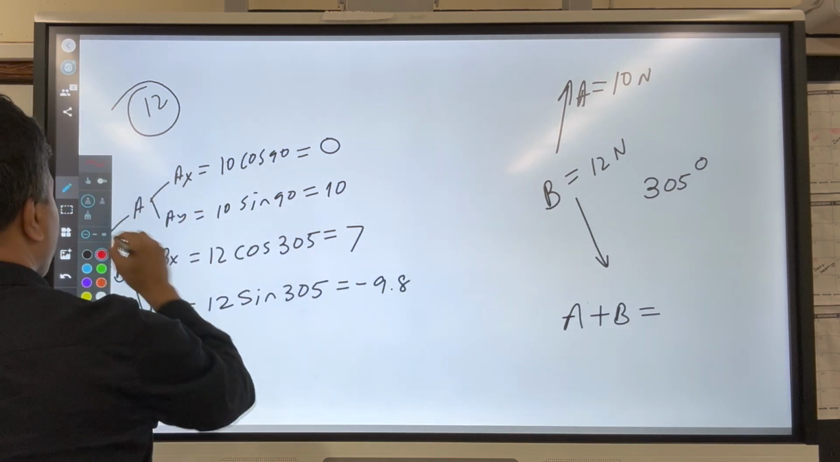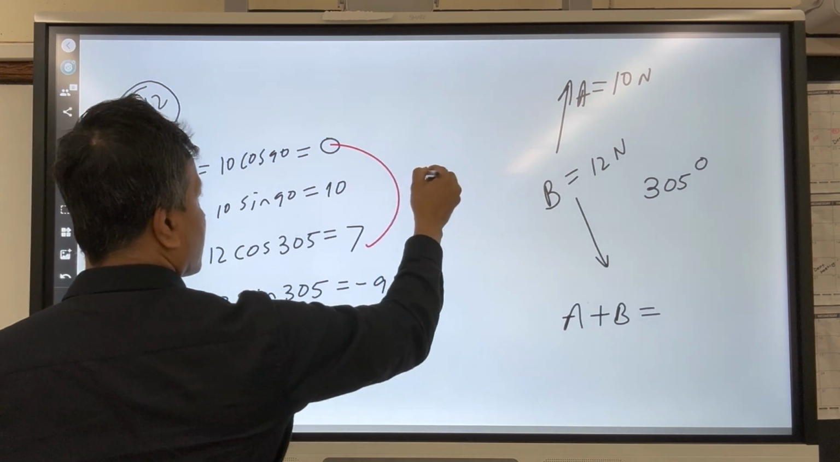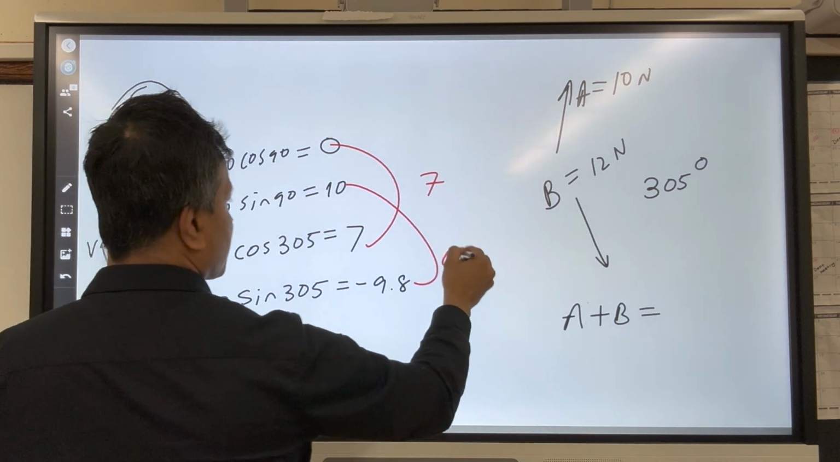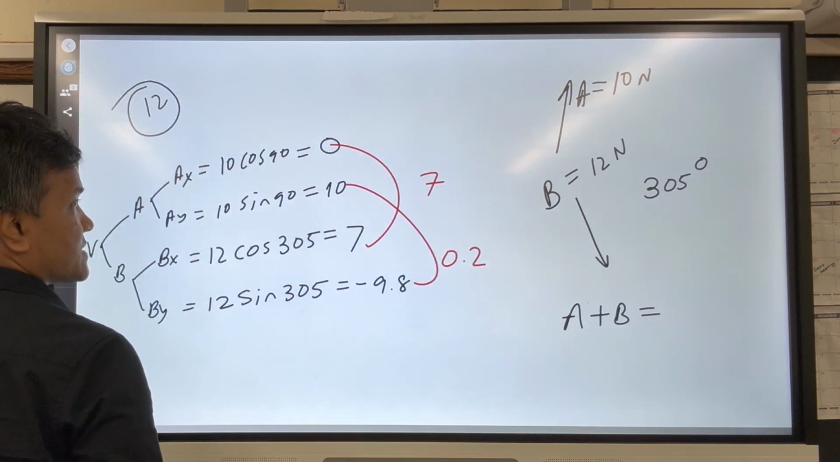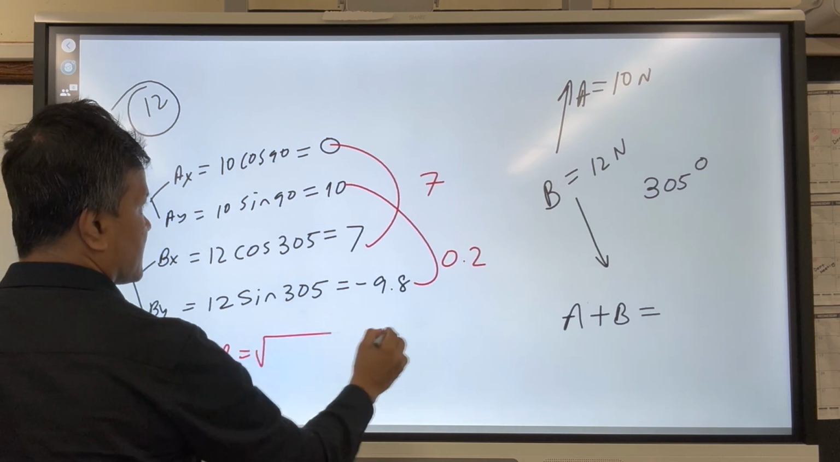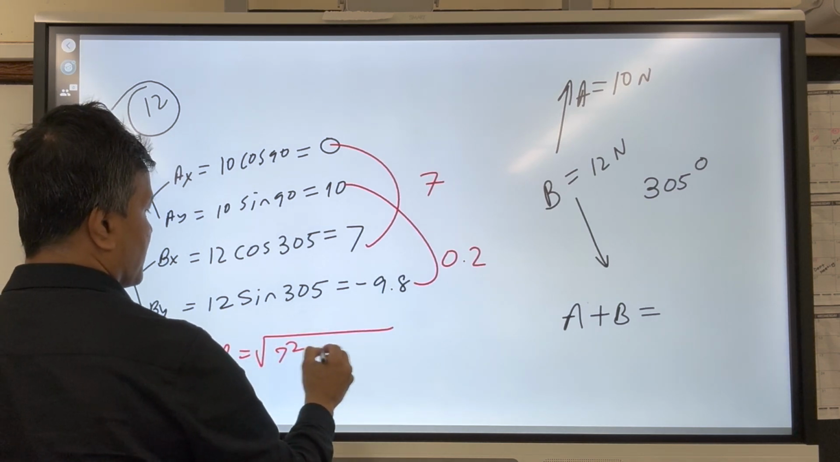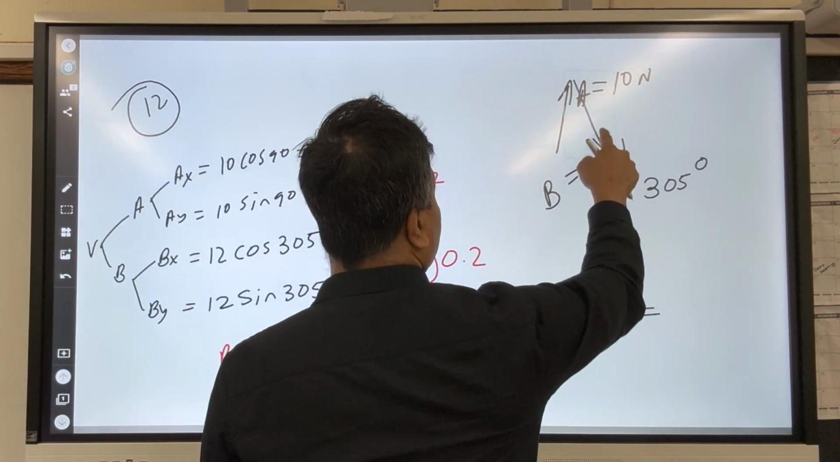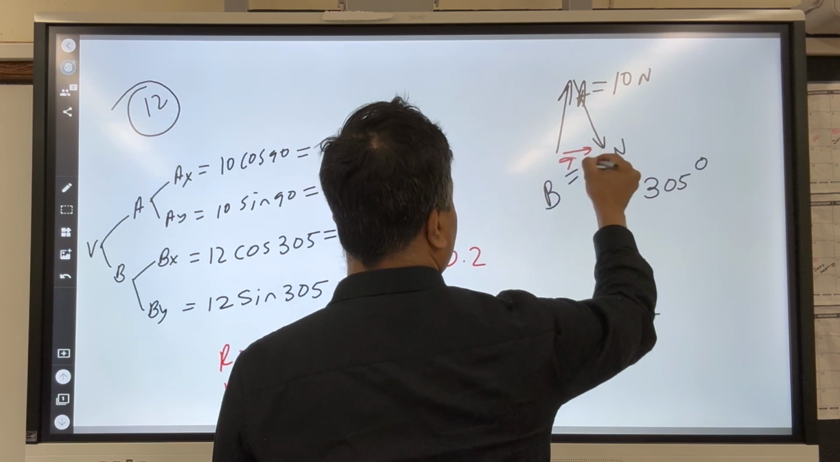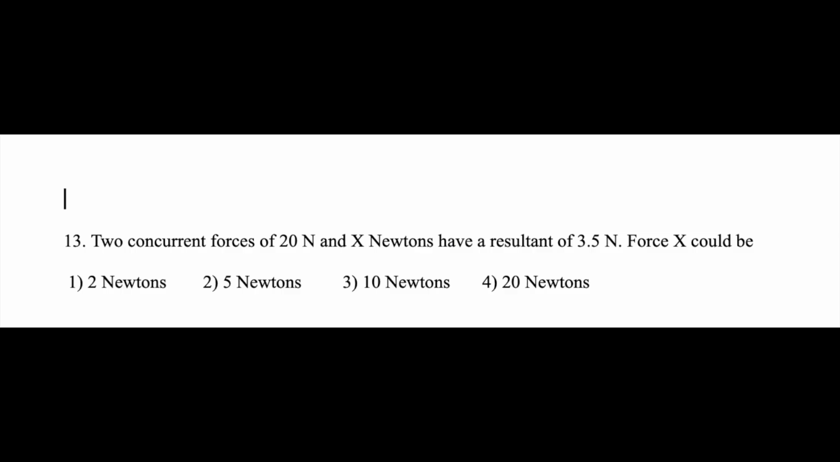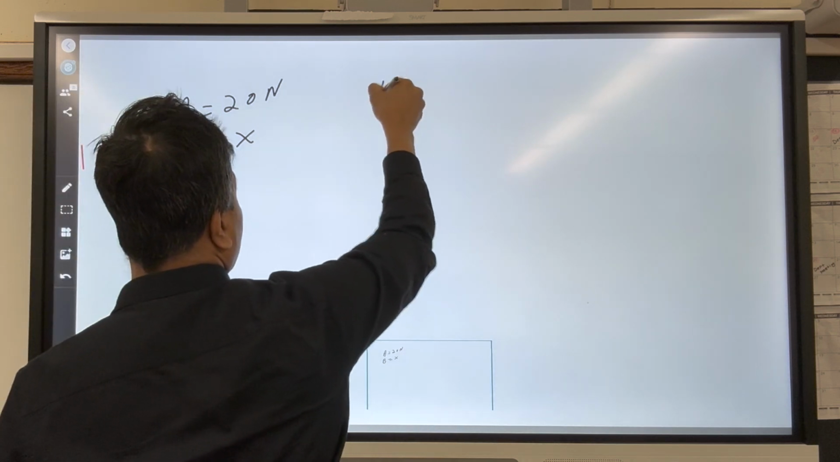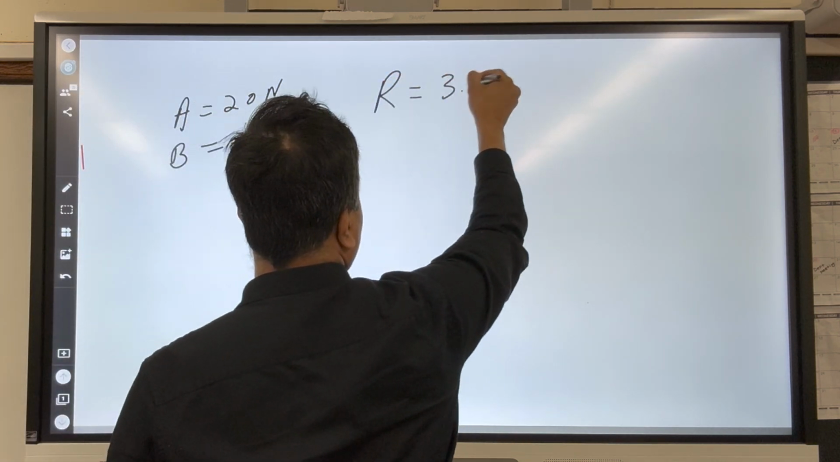So what is your X? Your X should be 7. What is your Y? Your Y would be 0.2. All right. So what is your R? Your R is 7 squared plus 0.2 squared. R is 7. So this is your R. And R is how much? 7 Newton. That is your resultant. B is X Newton, and the resultant is 3.5 Newton.